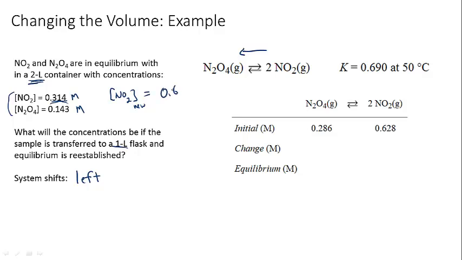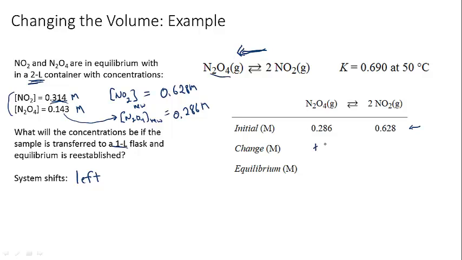So that becomes twice, so it's 0.628 molar. And likewise, the N2O4 was in 2 liters, and now it's been compressed into 1 liter, so the N2O4 concentration is going to be twice what it was, 0.286 molar. Those are our initial concentrations, the concentrations we're starting with when this system tries to go back to equilibrium. And we know it's going to go to the left based on Le Chatelier's principle, because we compressed it and it wants to favor the side with fewer moles of gas.